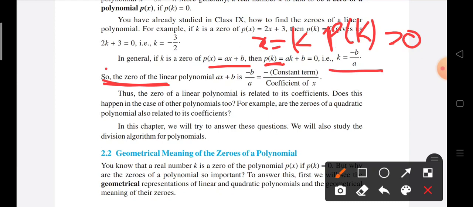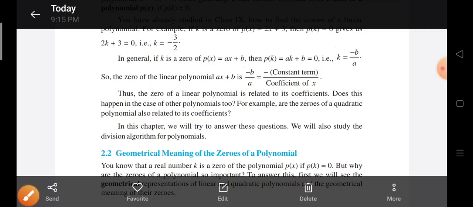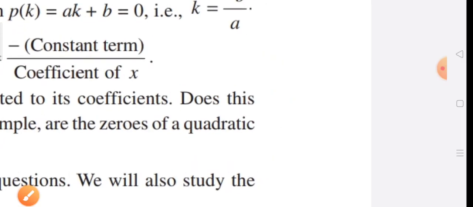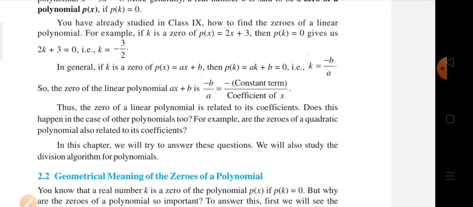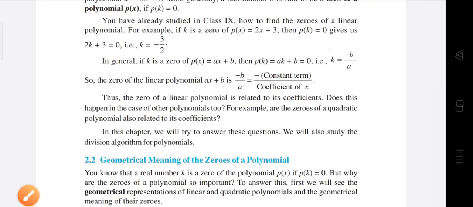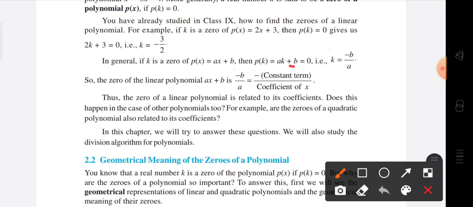So this is known as the zero of this linear polynomial, where it is minus of the constant term. Now what is the constant term? The constant term is the term which doesn't have any variable along with it in the equation. So b is not having any variable along with it. Okay, so b is the constant term, so minus of the constant term upon the coefficient of x.